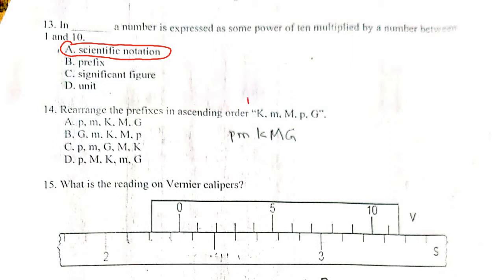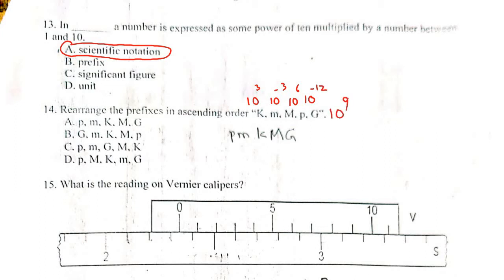So this is kilo, that is 10 raised to the power 3. This is milli, that is 10 raised to the power minus 3. Mega is 10 raised to the power 6. Pico is 10 raised to the power minus 12. And giga is 10 raised to the power 9.